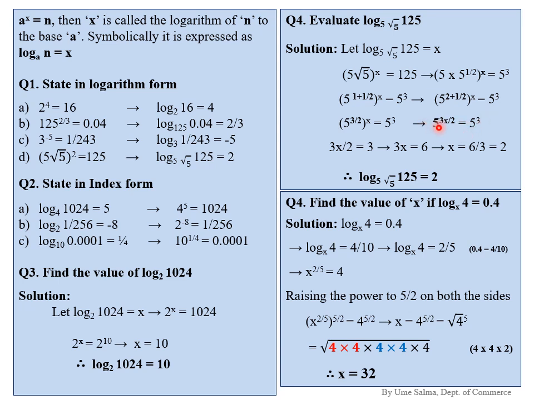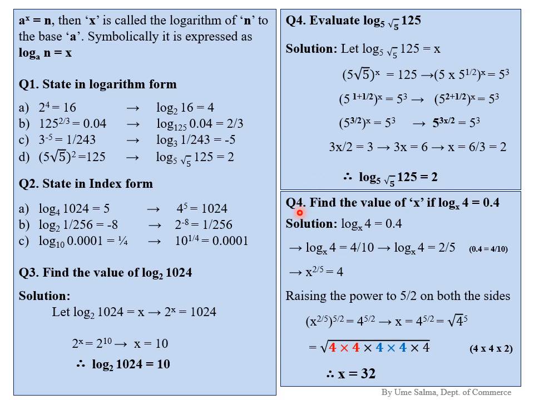Now because you have 5 and 5 in the base, you can leave this base and only consider the exponents. That is 3x by 2 is equal to 3. And because you are going to transpose this here, it becomes 6. 3x is equal to 6. x is equal to 6 by 3 because this comes here in the denominator. And your final answer is x is equal to 2. Now because you have found x is equal to 2, that means you have found log 125 to the base 5 root 5 is equal to 2.